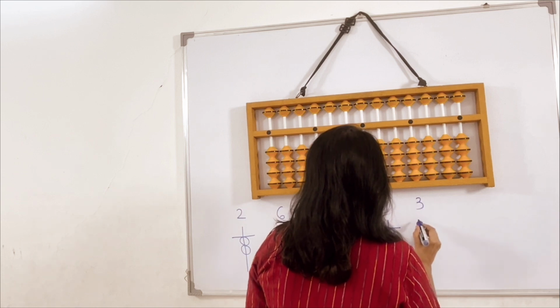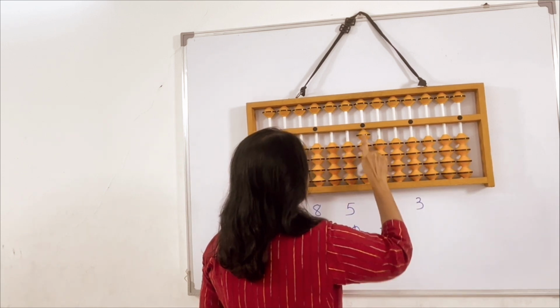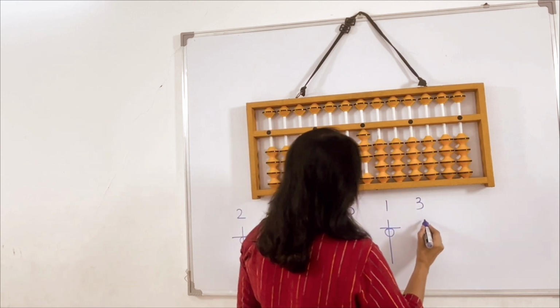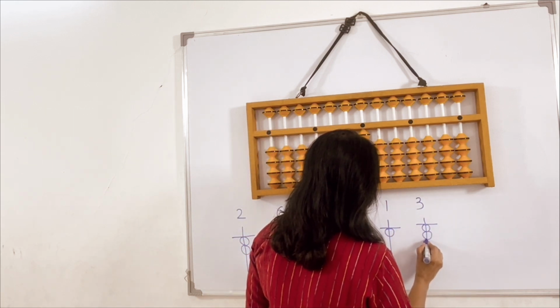3. So 1, 2 and 3. So we have to draw three lower beads. 1, 2 and 3.